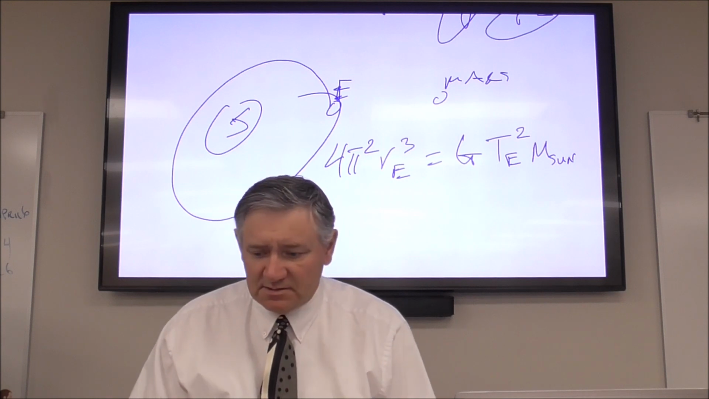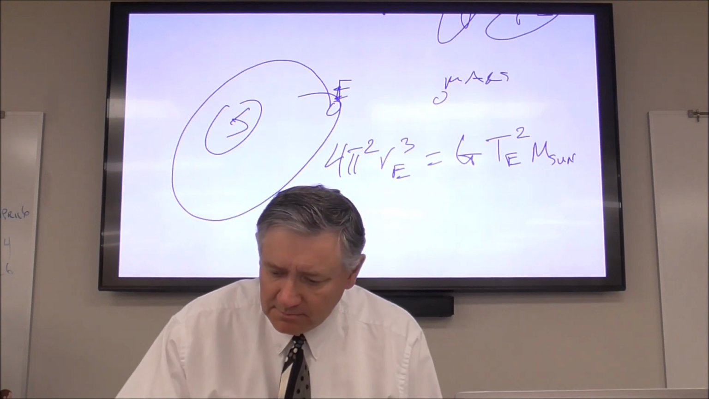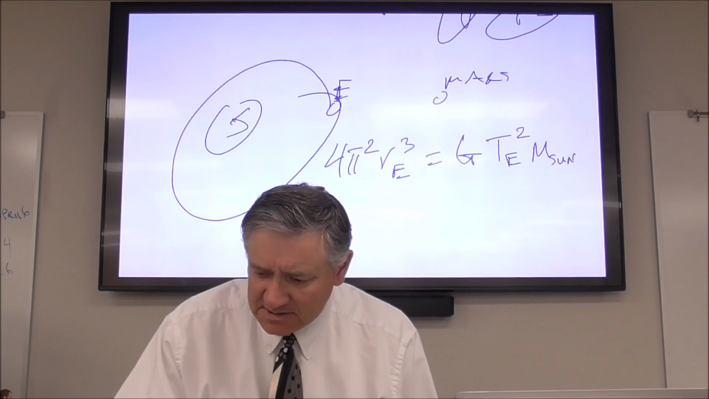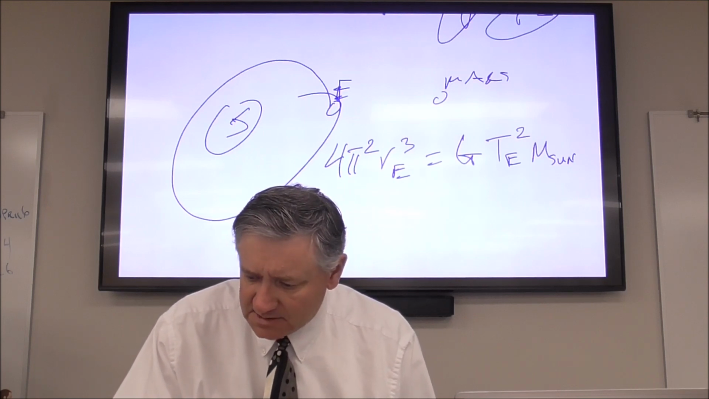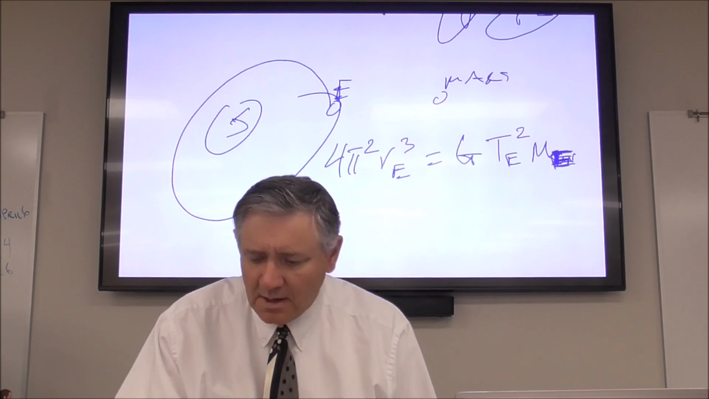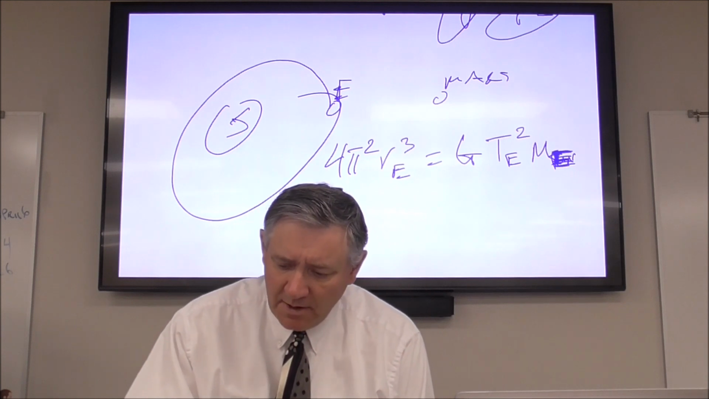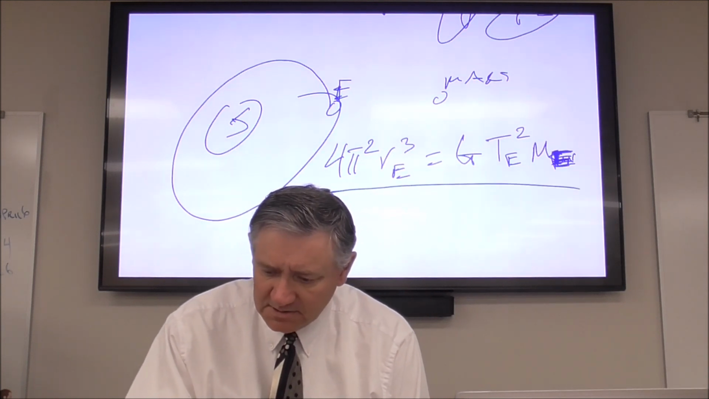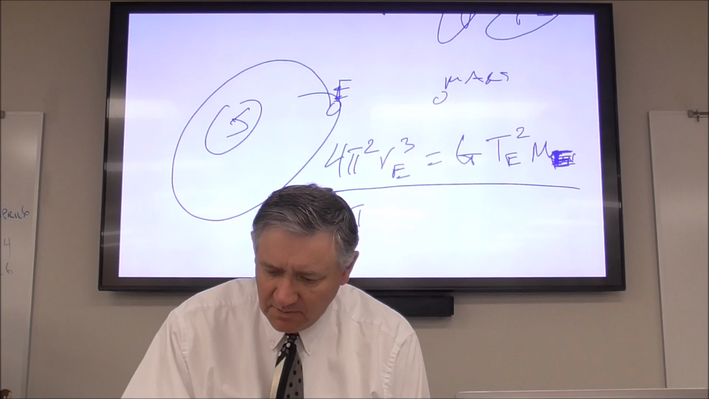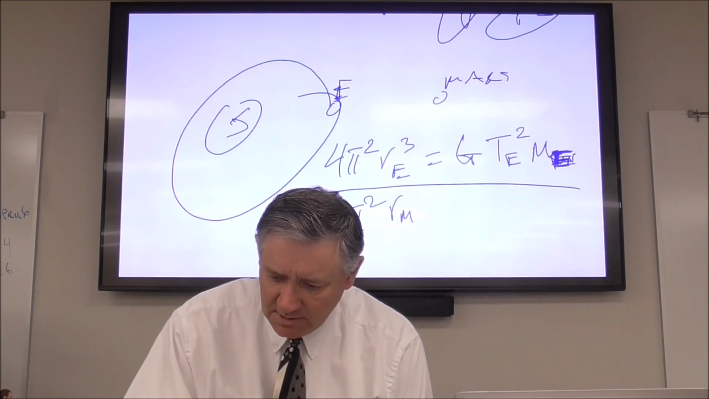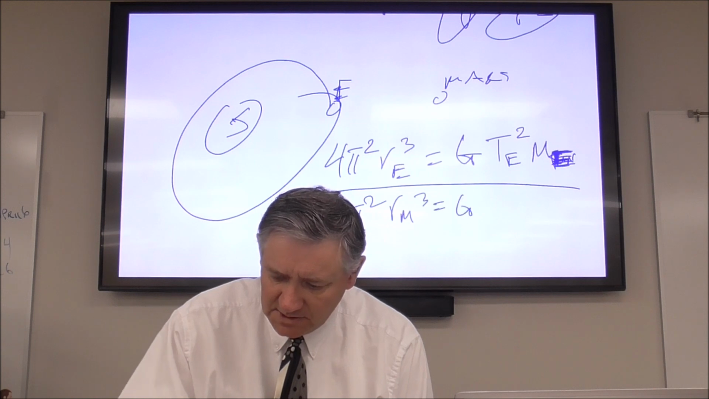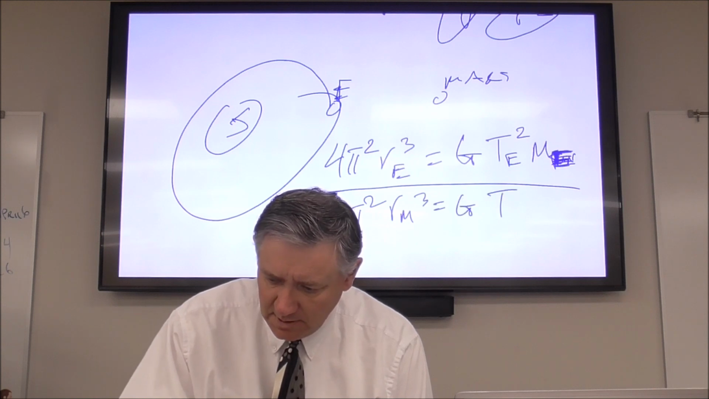Okay? Because that's going to, where does mass go on that one? I completely blanked out. No, the mass, that's the mass of the Earth. Okay? Now, if you want to compare that to Mars, then that would be 4 pi squared, and then you'd have the radius of Mars cubed, and then you'd have big G T, period of Mars, squared. Okay?